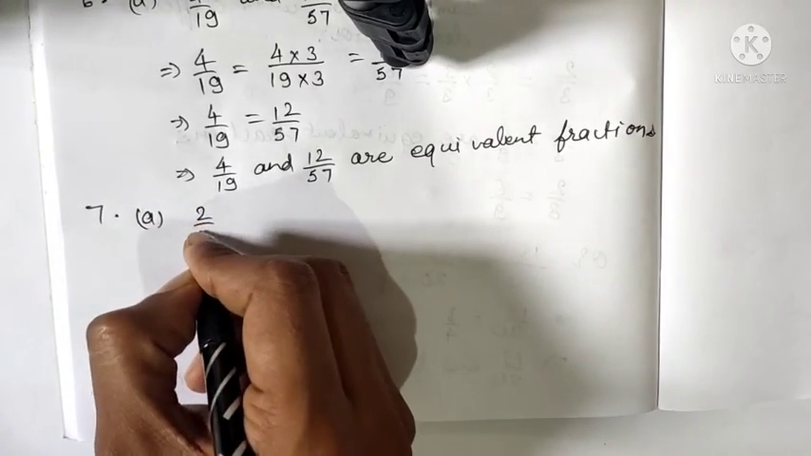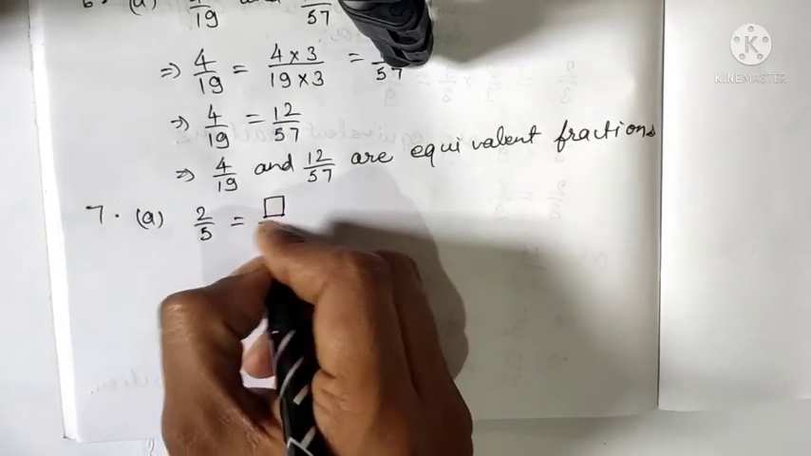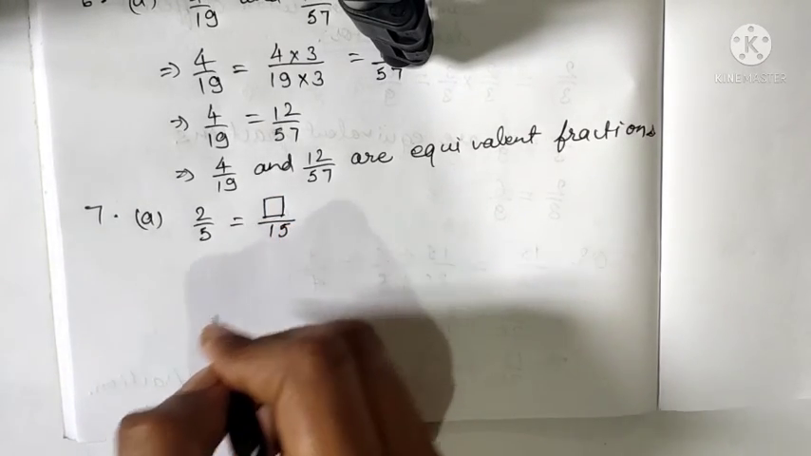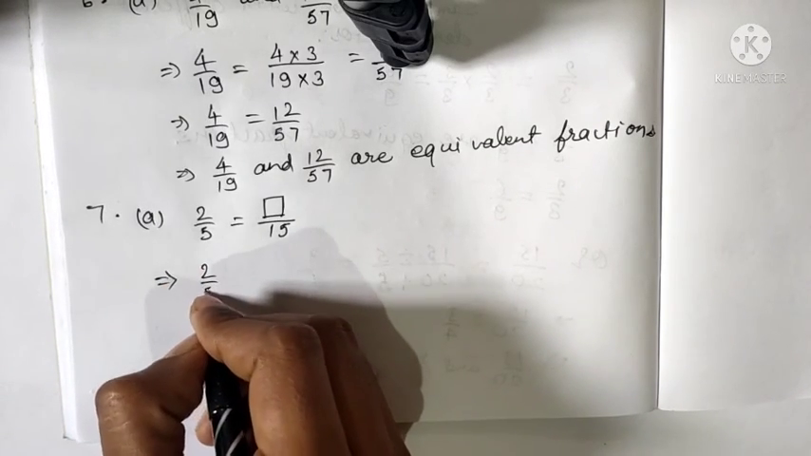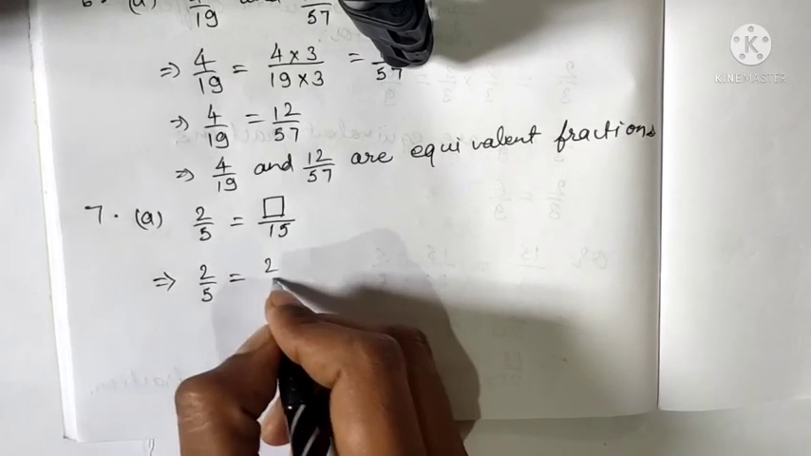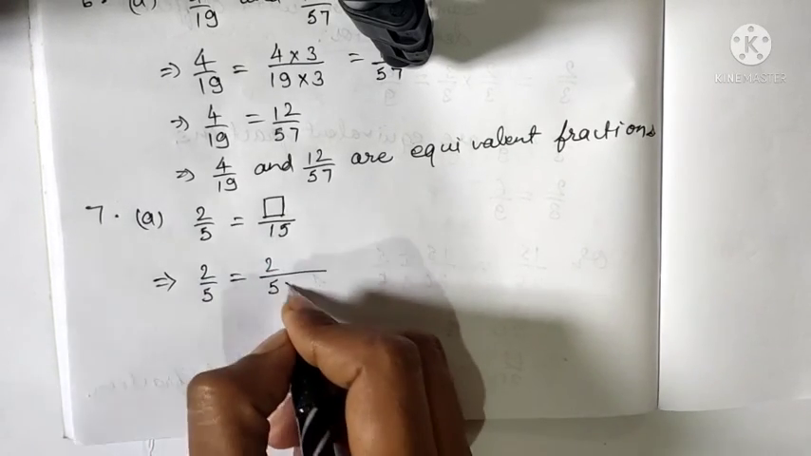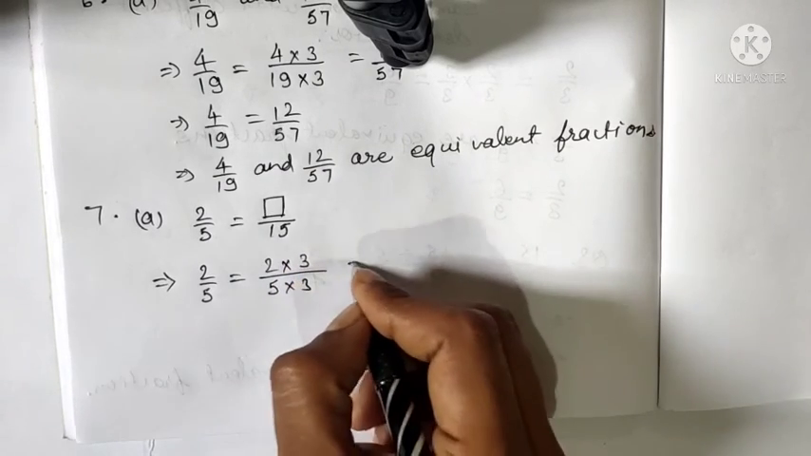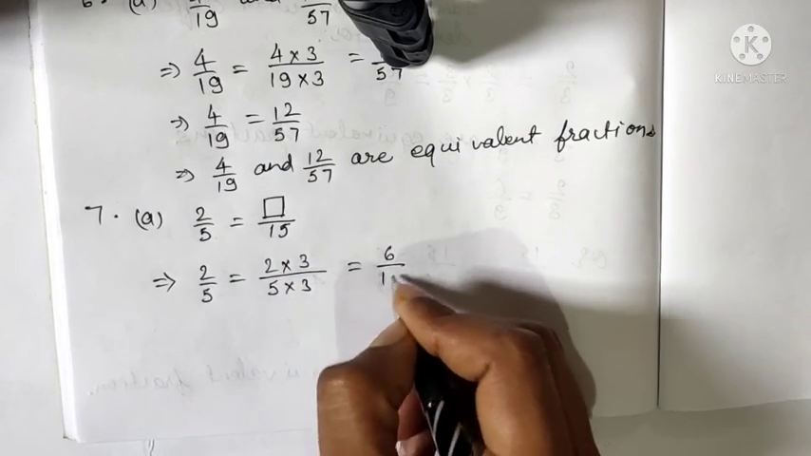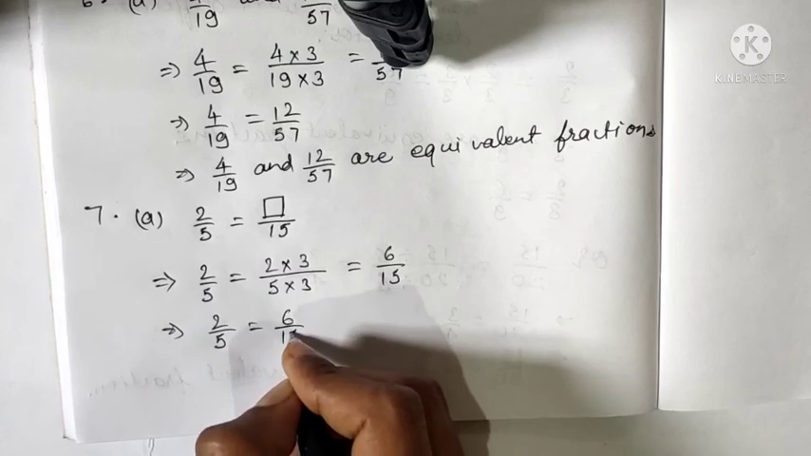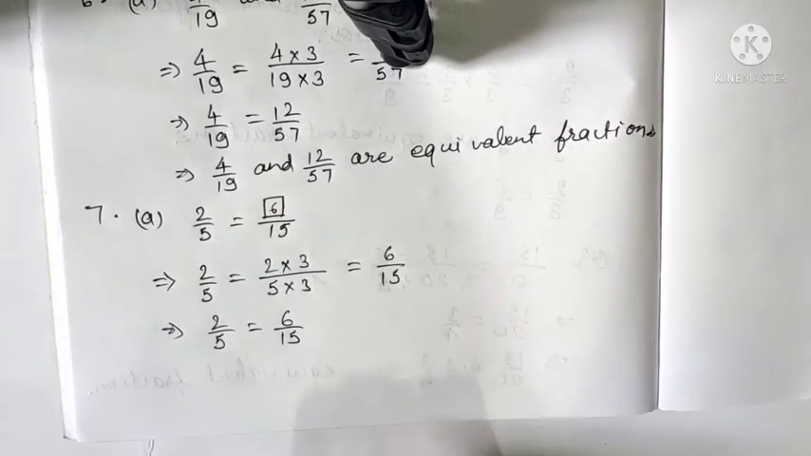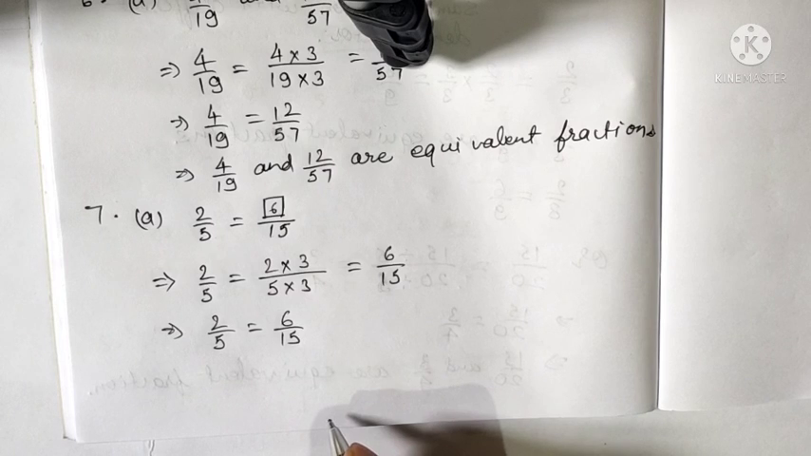Question A of 7 is 2 by 5 equal to box by 15. We have to fill in the box to make equivalent fractions. Now it is quite simple, as we have already done this kind of question. That implies 2 by 5 is equal to 2 by 5 into, since 5 into 3 is 15, so it will be multiplied by 3. So 2 into 3 will be equal to 6 and 5 into 3 will be equal to 15. Hence 2 by 5 is equal to 6 by 15. You have your answer. Now I think it will be easy for you to solve all questions of 5.5.